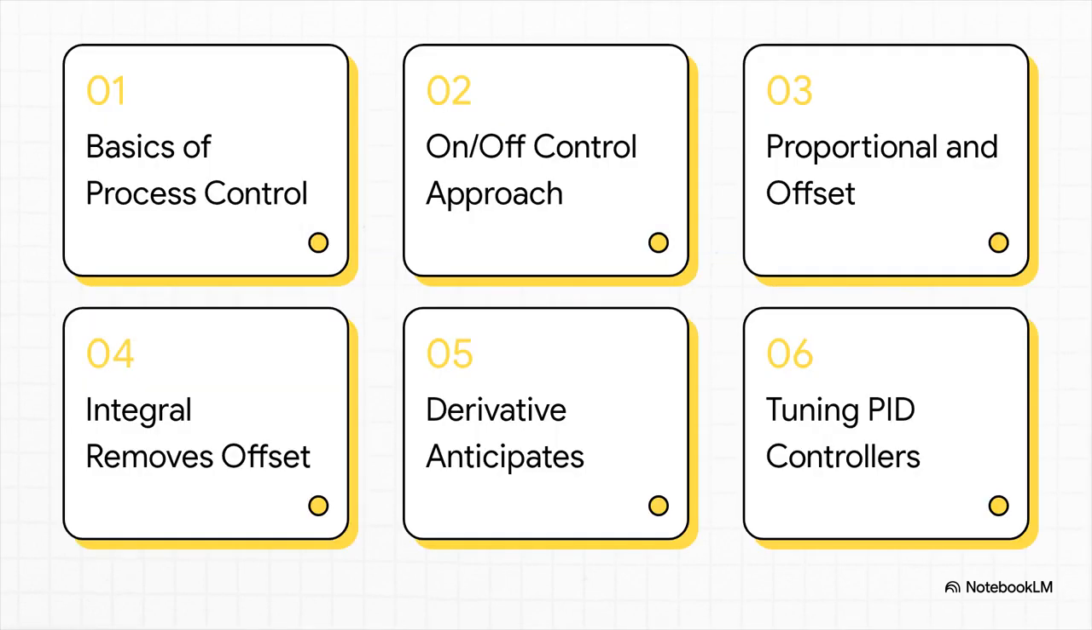So here's our roadmap for this explainer. 1. The basics of process control. 2. The simplest approach, on-off control. 3. Proportional control and offset. 4. Integral action eliminating that offset. 5. Derivative action anticipating change. And 6. Tuning your PID controller.